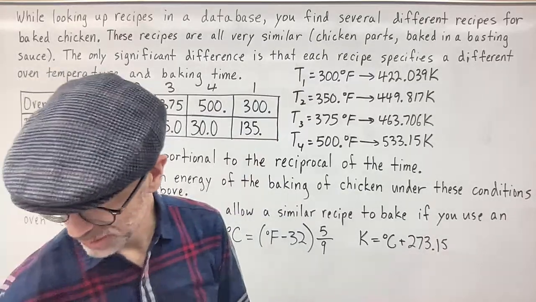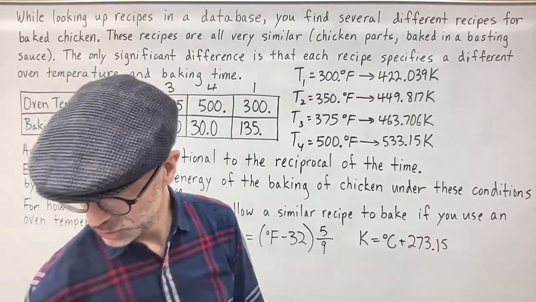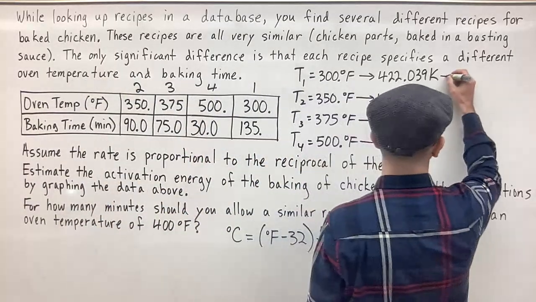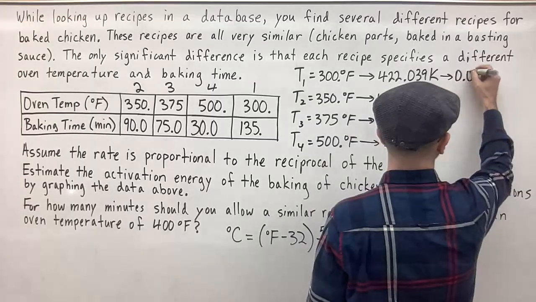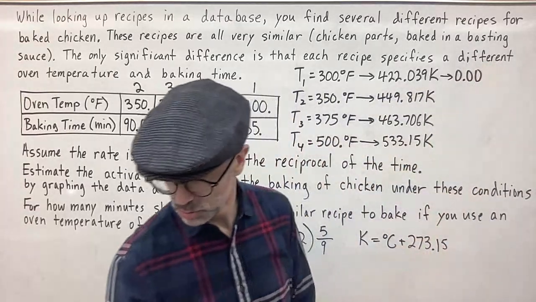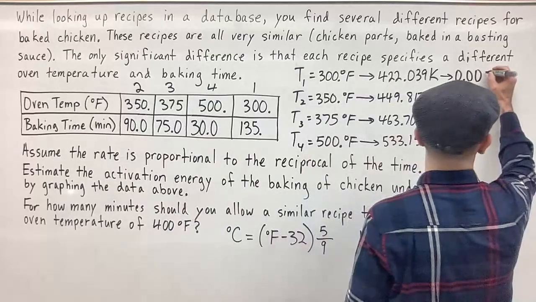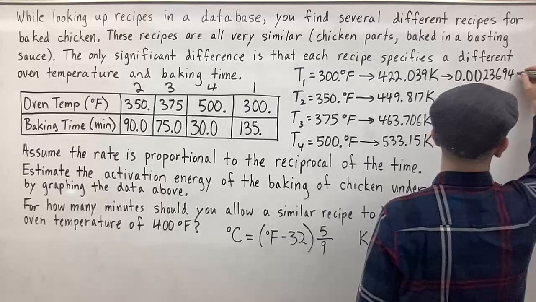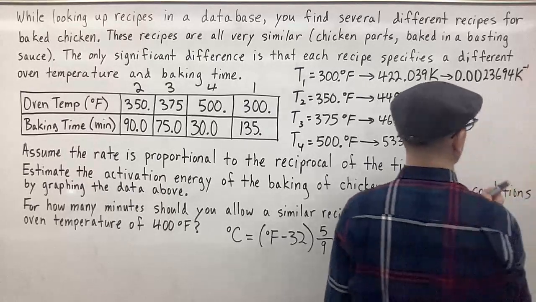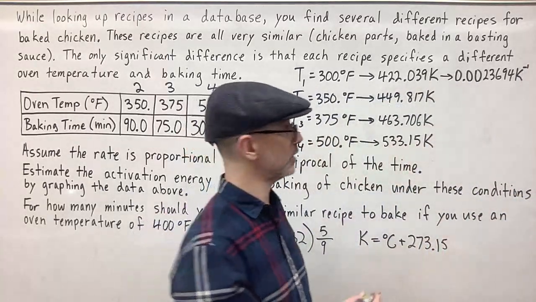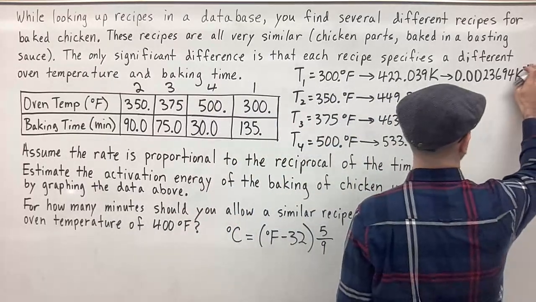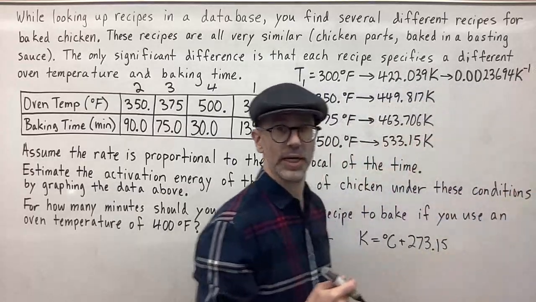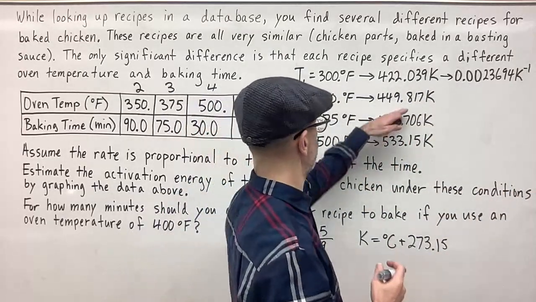And so when I do that, I get 0.0023694 per Kelvin, so 1 over Kelvin. So it's K to the -1. Let me make that more clear, like so.